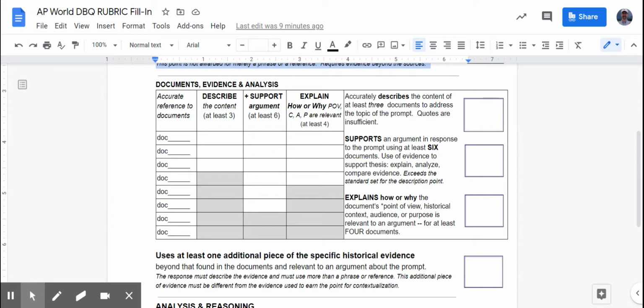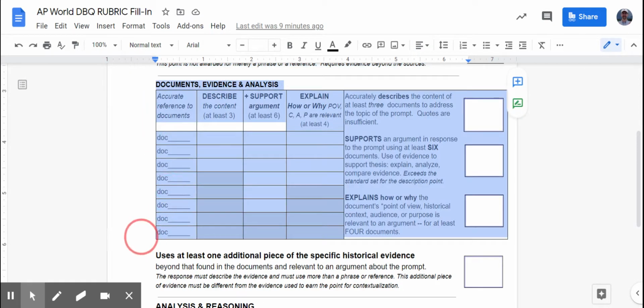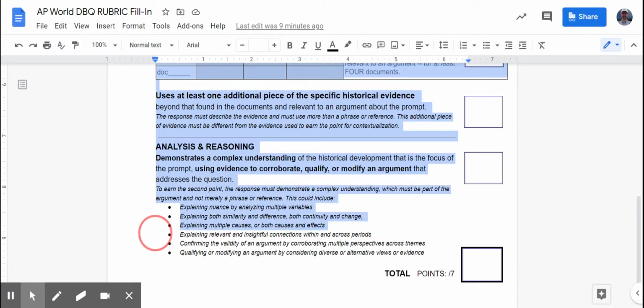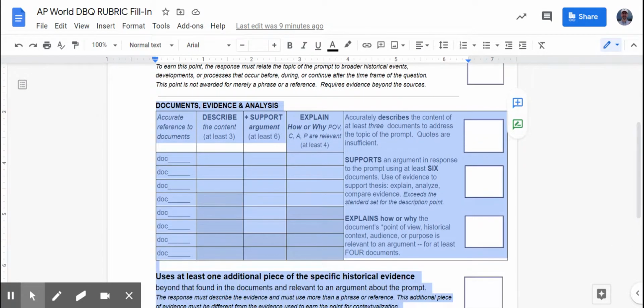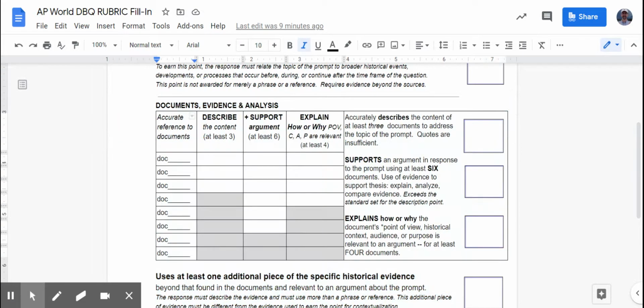The next section is all about your body paragraphs, so that all the rest of the points are related to the evidence and the argument in your body paragraphs. Okay? This section here requires you to use the documents.